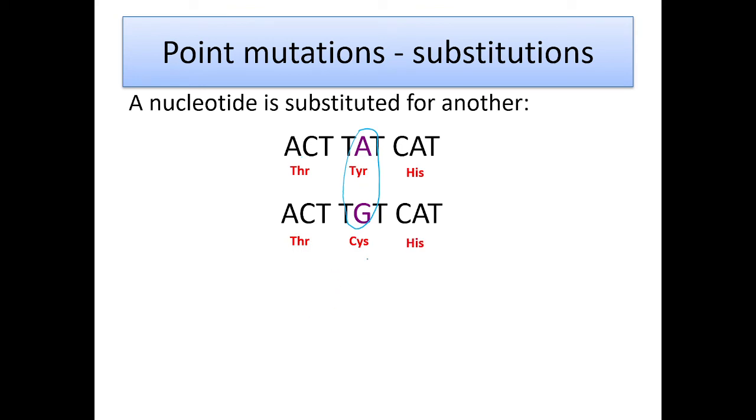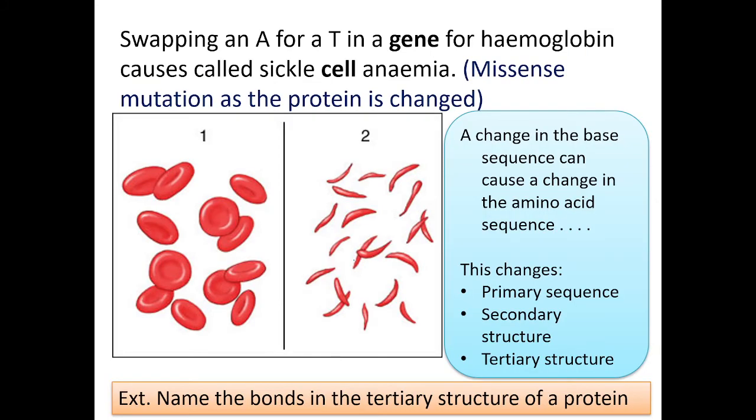And in this case, this is showing us a missense mutation, because I have got a different amino acid. An example could be sickle cell anemia. Sickle cell anemia is caused by a single point mutation in the gene that codes for the hemoglobin, and an A is swapped out for a T. It's a missense mutation because it is a different amino acid and you do get a different protein.